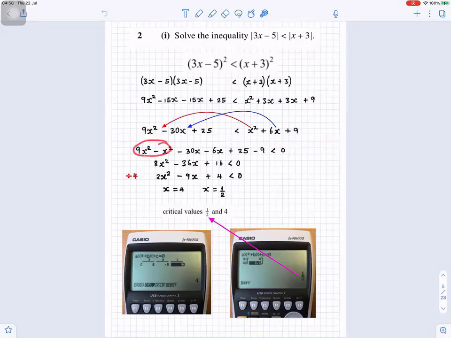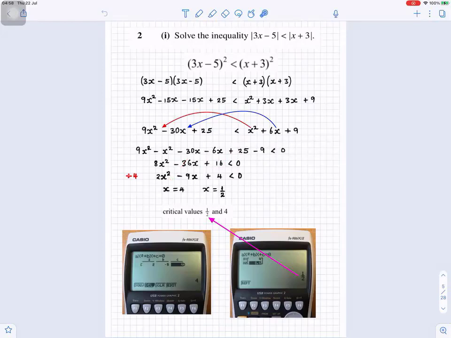So 9x squared minus x squared is 8x squared. Minus 30x minus 6x is minus 36x. 25 minus 9 is 16. You can divide by 4: 8 divided by 4, minus 36 divided by 4, 16 divided by 4. So you end up with 2x squared minus 9x plus 4 is less than 0.